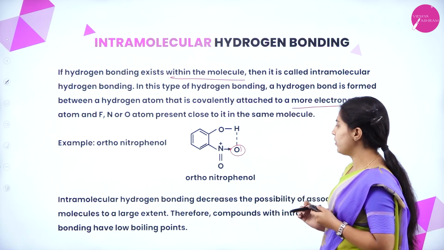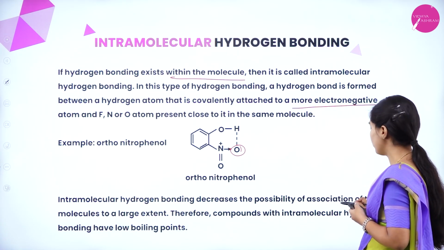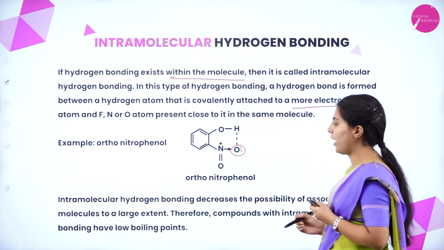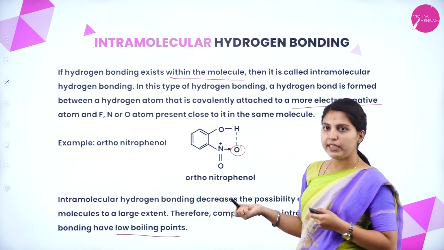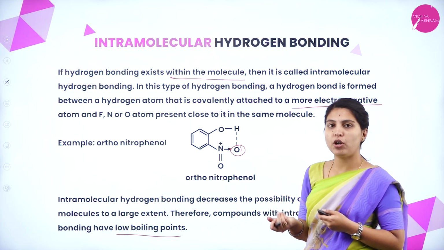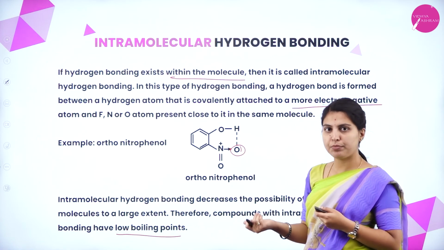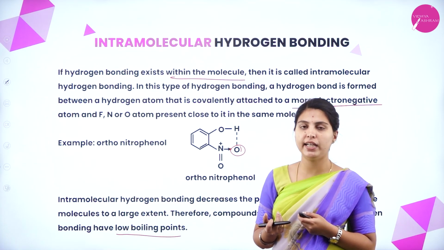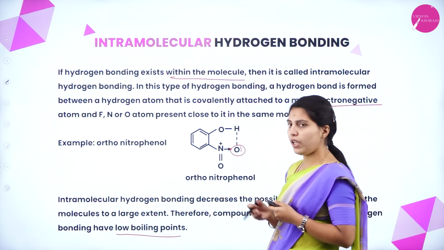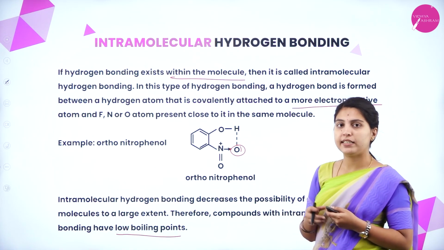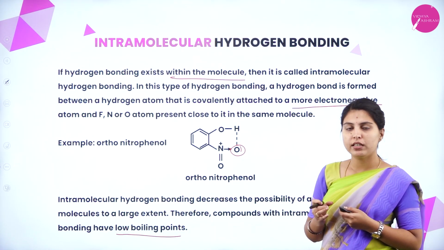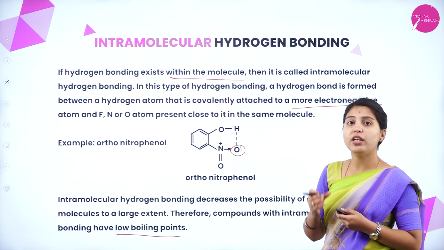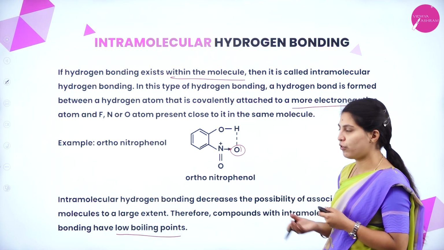The intramolecular hydrogen bonding decreases the possibility of association of molecules to a large extent. Therefore, compounds with intramolecular hydrogen bonding have a low boiling point. Due to intramolecular bonding, the association between the molecules is less, so it needs a lower boiling point. In intermolecular hydrogen bonding, the association of molecules was very high. Due to that, a high boiling point was needed. This is about hydrogen bonding, intermolecular and intramolecular hydrogen bonding. It is based on the more electronegative atom with the hydrogen atom.